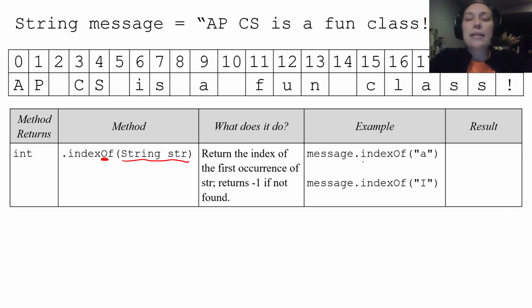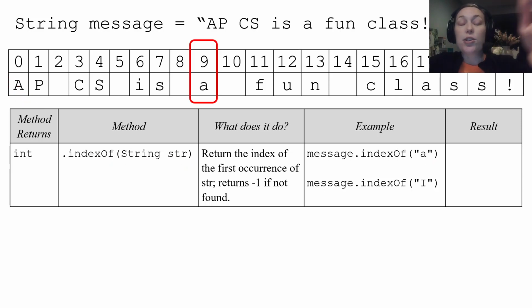So if I have message.indexOf lowercase a, notice I see a capital A right here, but that's not what I'm looking for. I need a lowercase a. The first time a lowercase a appears, starting at the left and going through all my indexes, is at 9. I also have a lowercase a here, but indexOf starts at the beginning of your string and moves through it looking for that lowercase a. So it's going to return 9, because that's the first occurrence of that lowercase a.